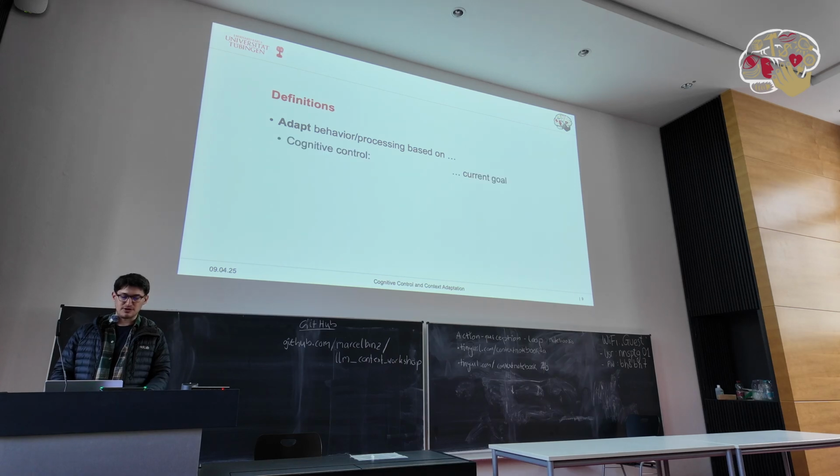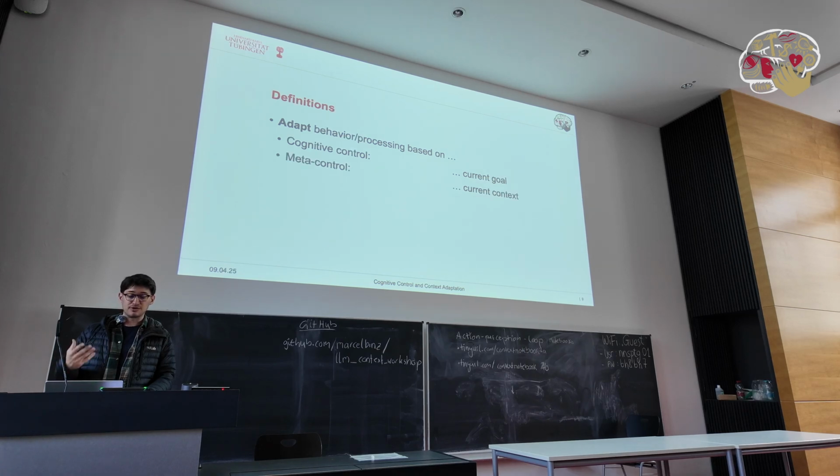So first of all, cognitive control. That means we adapt our behavior or processing based on the current goal or the current task. And that was basically you trying to ignore the meaning of the word and trying to focus on the color of the word. So that is what you need cognitive control for.